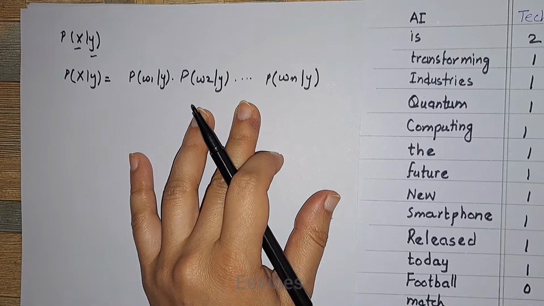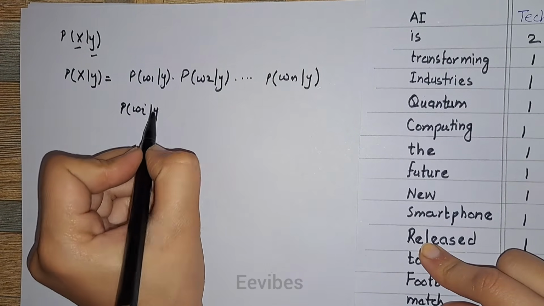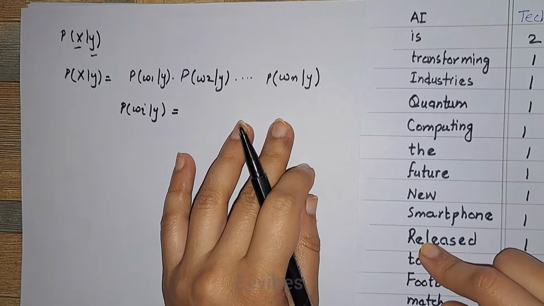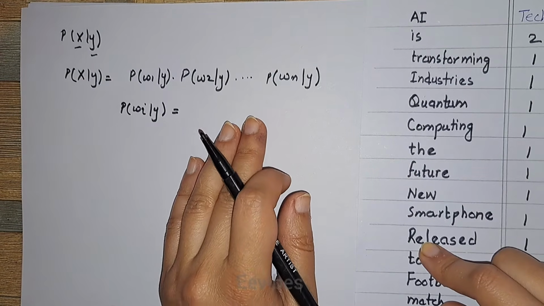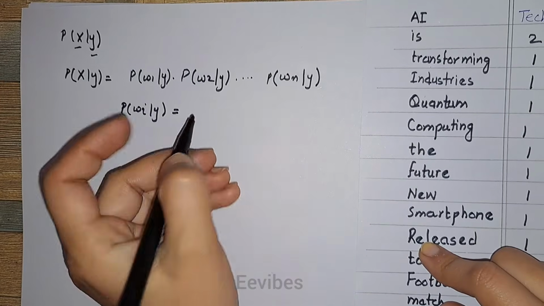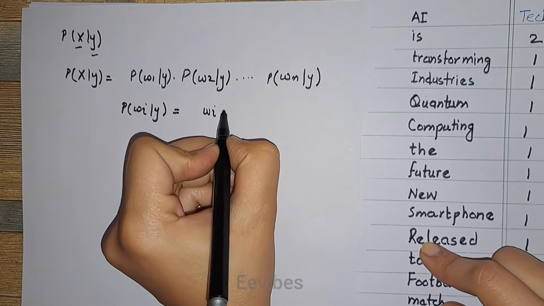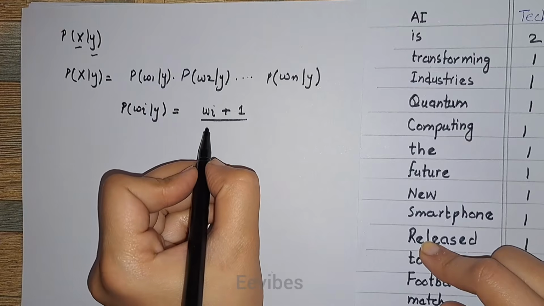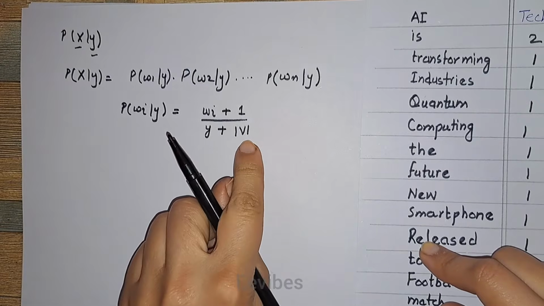So to calculate the probability of word w_i given class y, we will use the count of the word w in the class y plus 1, divided by the total word count in that class y plus V. What does it mean? It means the count of the word w_i plus 1, divided by the total word count in that class y plus the total size of the vocabulary.